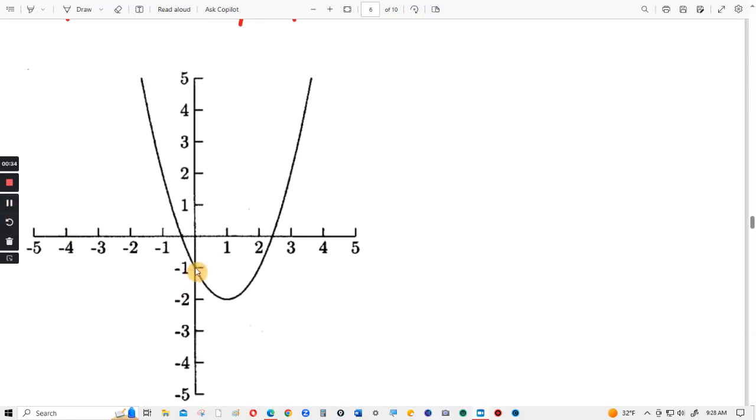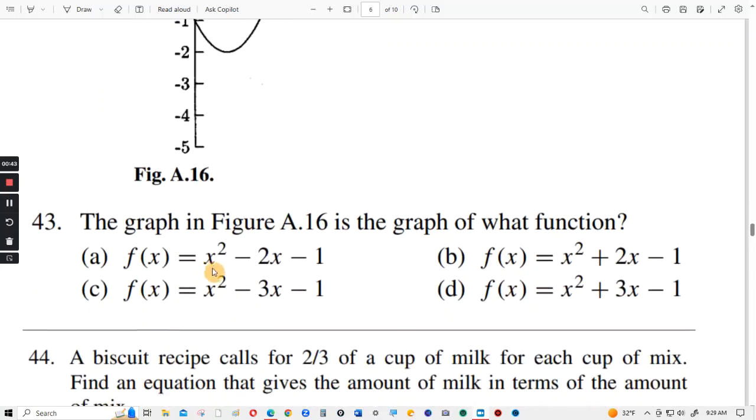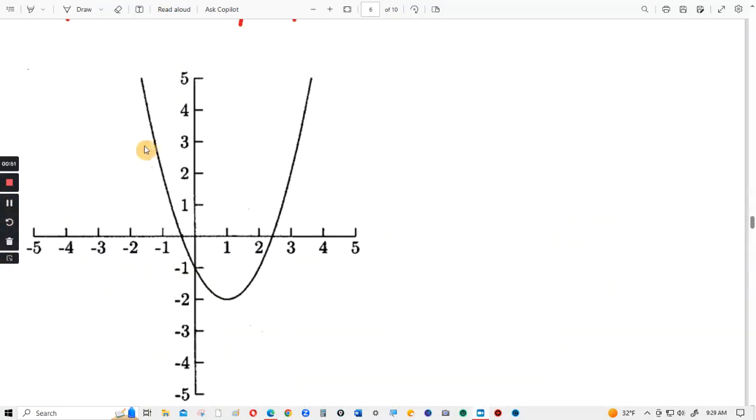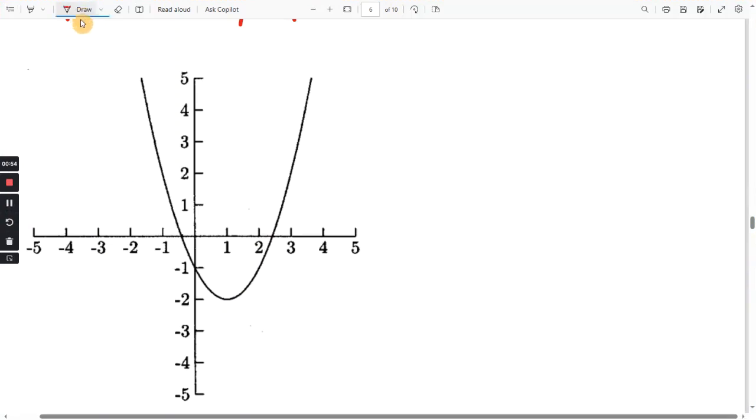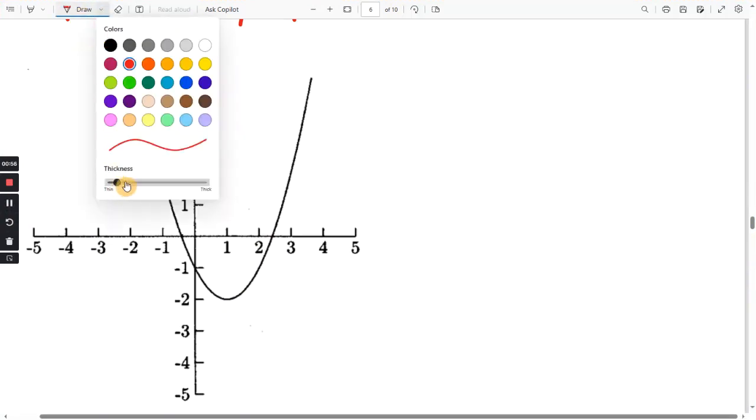And we can see the y-intercept is -1. That means if you plug in x equals 0, you should get the y-intercept at -1. And for all of these, if you plug in x equals 0, you get -1. Can't eliminate any choices there either. I think our best bet is just to find the vertex and write the equation.